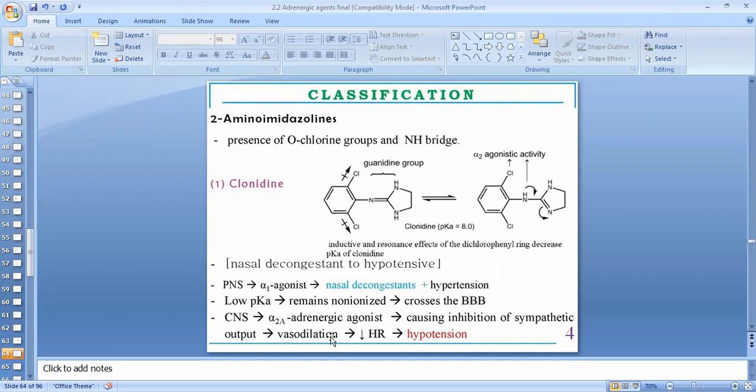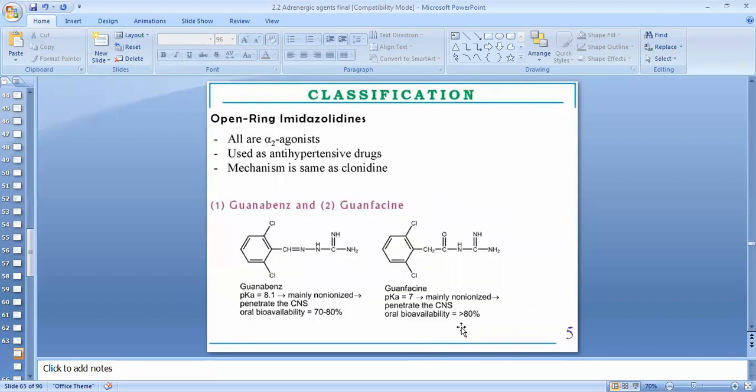That is vasodilation, decreased heart rate, and that means we can treat the person with high blood pressure. So we can decrease their heart rate and produce a situation of hypotension. So the next drug molecules are open ring imidazolines.